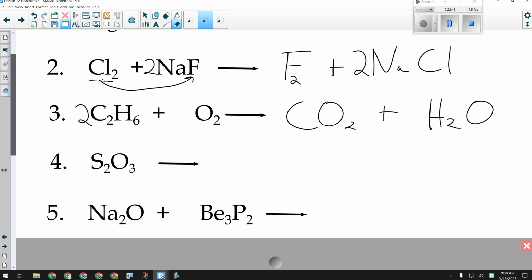Okay, and then I'll go alphabetical. 2 times 2 carbons is 4 carbons. 2 times 6 hydrogens is 12. 6 times 2 is 12. Okay, and then here, 4 times 2 oxygens is 8. Okay, plus 6 more is 14. 7 times 2 is 14.